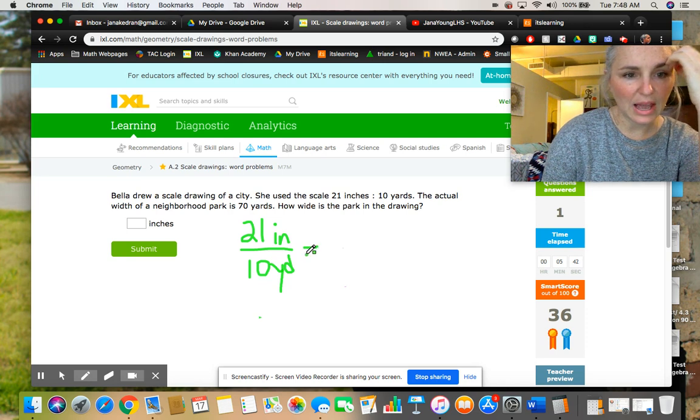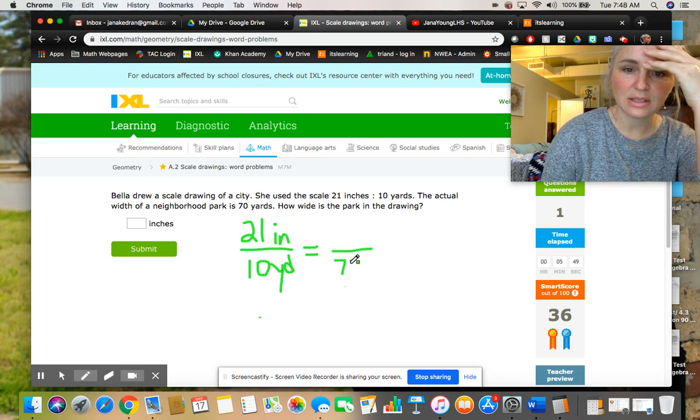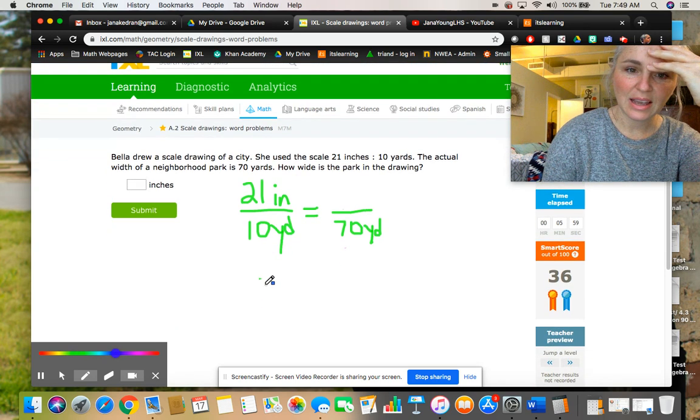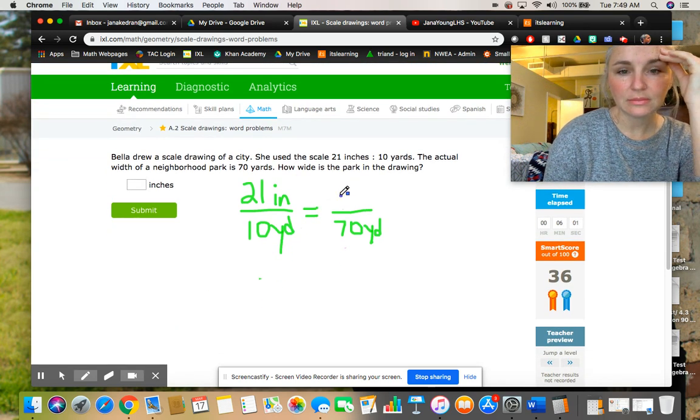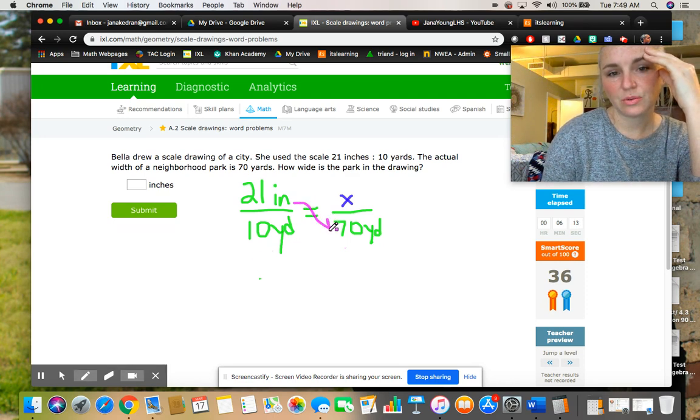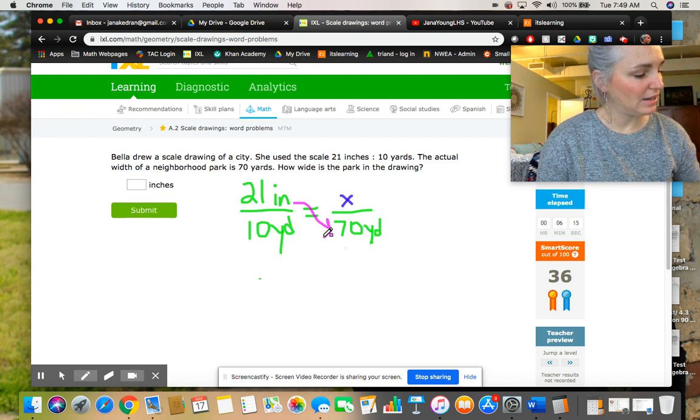And the actual width of the neighborhood is 70 yards. So you see yards are in my denominator. So when I set this up, I'm going to put yards in the denominator, just like that. Okay. And it wants to know how many inches are in the drawing, right? So all I have to do is solve for inches using cross products. So I would say, okay, what's 21 times 70?